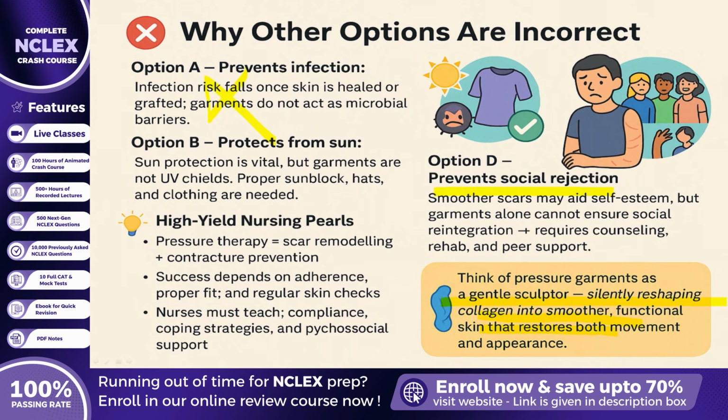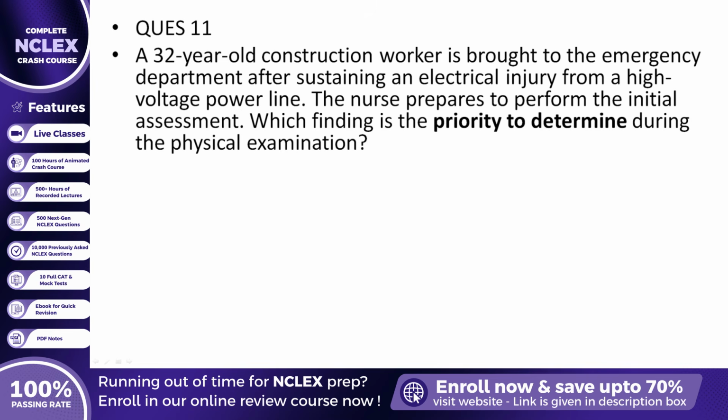Shifting our focus to an emergency care situation, imagine a 32-year-old construction worker who has just sustained a high-voltage electrical injury and is rushed to the emergency department. As the nurse begins the initial assessment, the question arises: which findings should be considered the top priority during the physical examination? Here are the options.